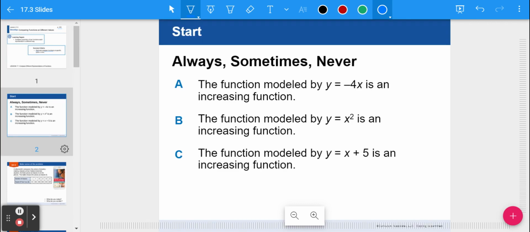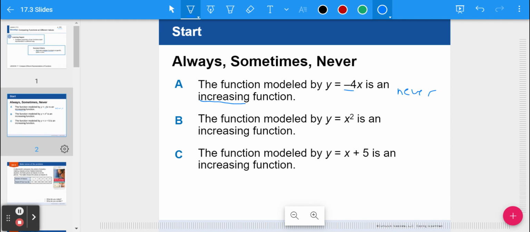But as a quick recap, I've got 3 examples: always, sometimes, or never. What do you think? A, it says the function modeled by y equals negative 4x is an increasing function. Increasing function. What do you think? Well, that's never, because it is a negative slope.